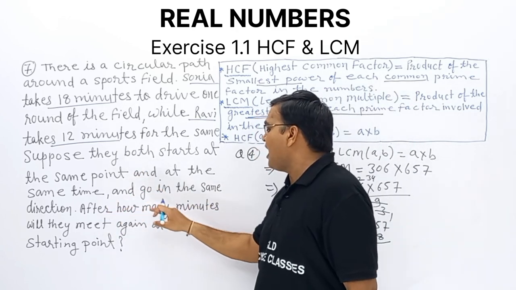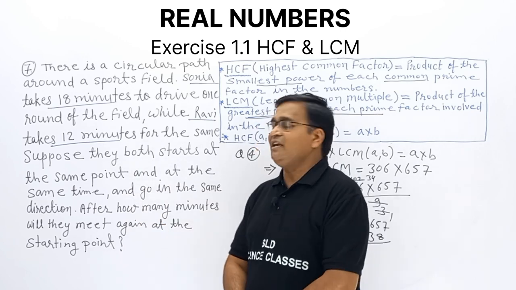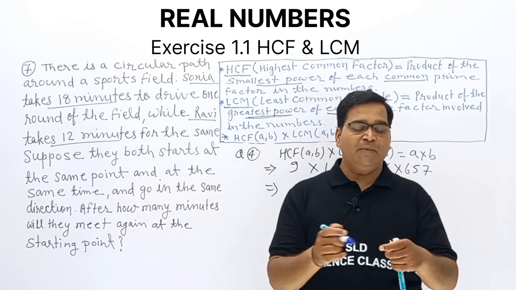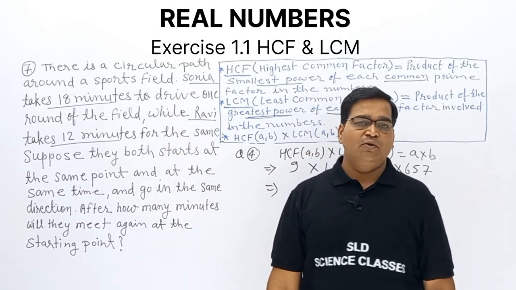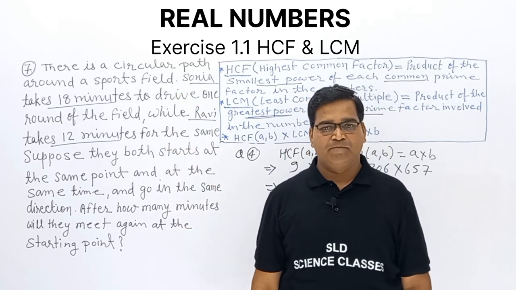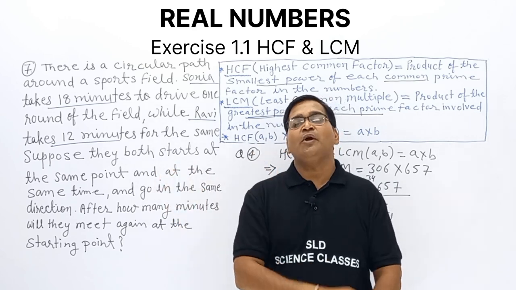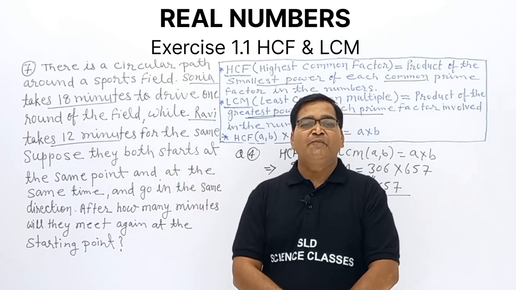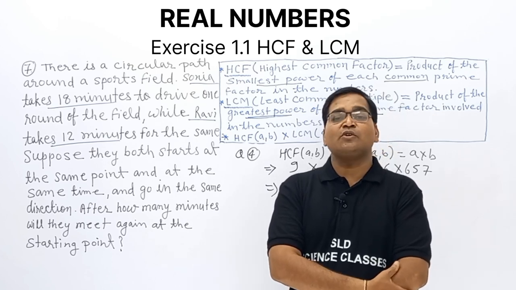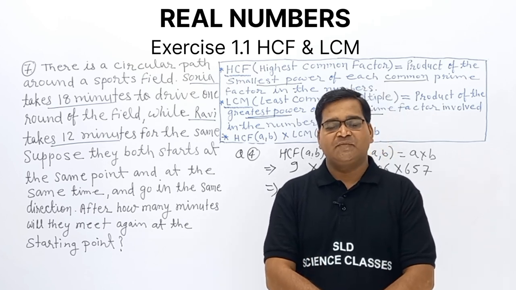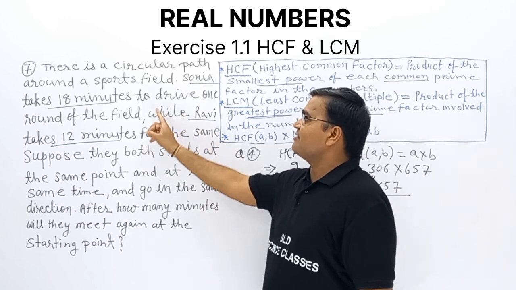So after how many minutes will they meet again at the starting point? Where they started their round, when will they meet there? We want the starting point, and finding it is linked to the LCM and HCF topic. Yes or no? Ravi takes 12 minutes and Sonia takes 18 minutes.